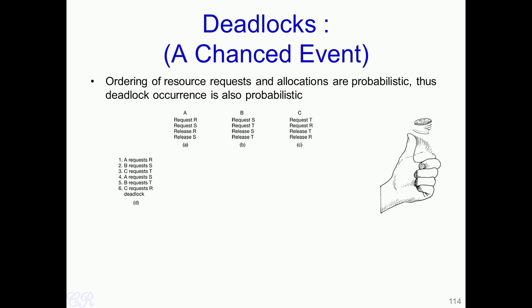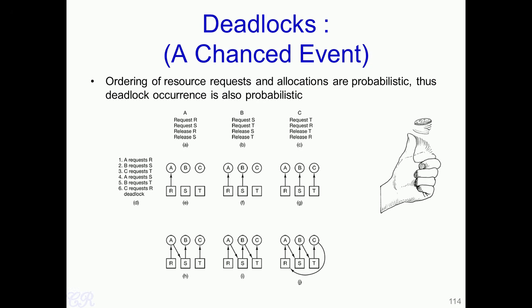So, let us consider this particular sequence, that A requests R and then B requests S, C requests T, then A requests S, B requests T and C requests R. So, this is one potential order for how requests occur. We can use our resource graphs or resource allocation graphs to view this.